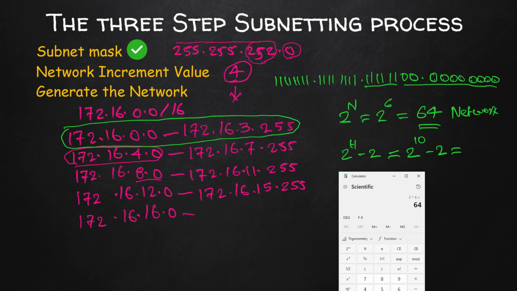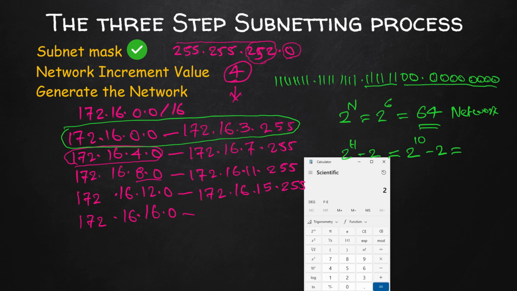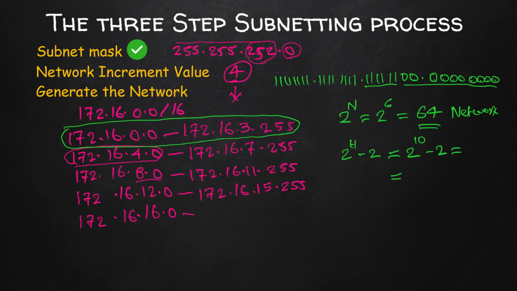Let's use our calculator again to get the answer. Here 2 to the power of 10 is equal to 1024. So our answer is 1024 minus 2, and that comes to 1022, and this is the total number of hosts we can use with this subnet mask.